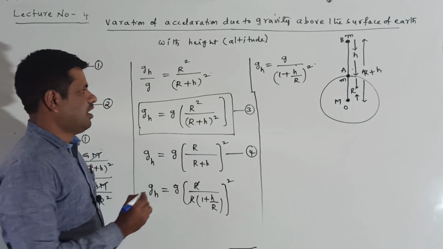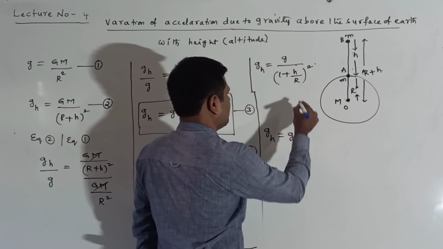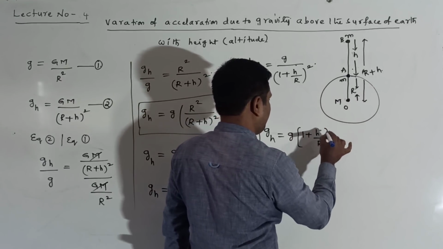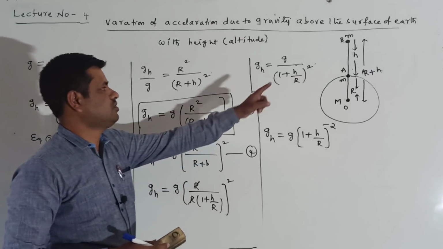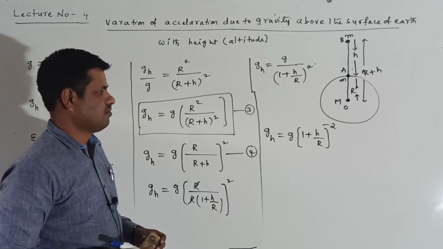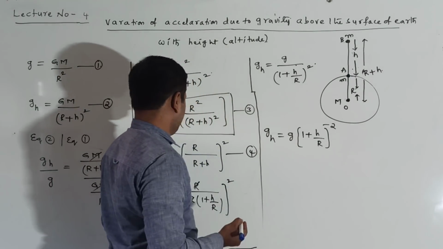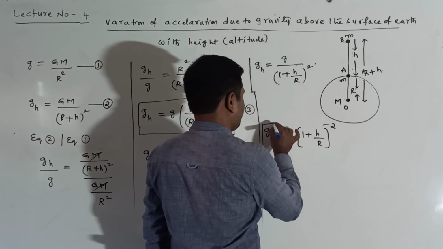right? Or this can be written as gh is equal to g into (1 plus h by R) whole power of minus 2, taking it into the numerator the power becomes minus 2. This is equation number 5.